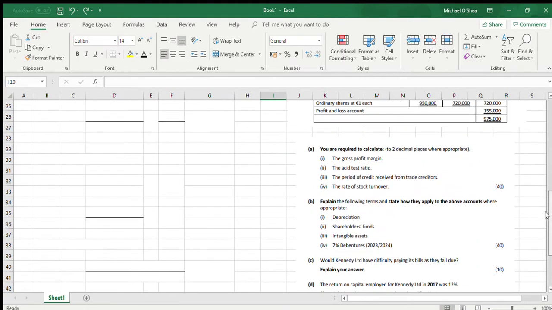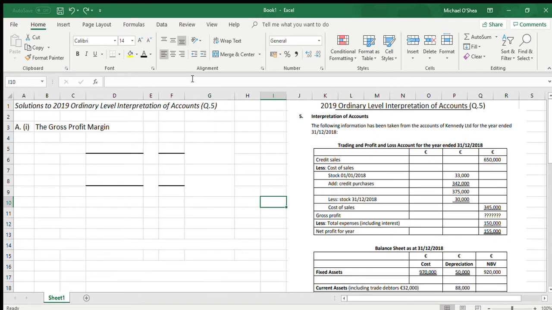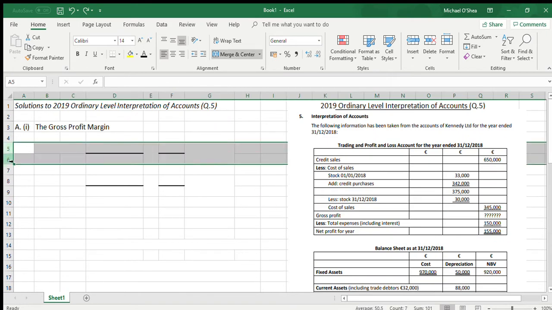So the first formula I'm asked to get is the gross profit margin. So the gross profit margin formula is as such: gross profit divided by sales multiplied by 100/1 equals percent. So that's the formula. You will eventually have to learn off these formulas. There's about 16 of them there. But again, this question comes up every single year.